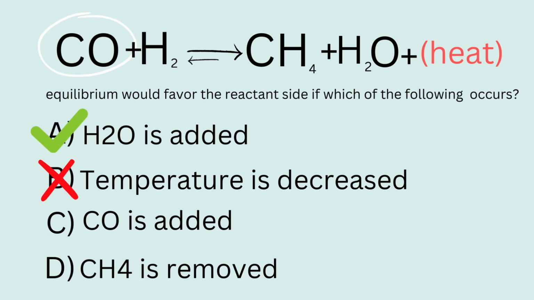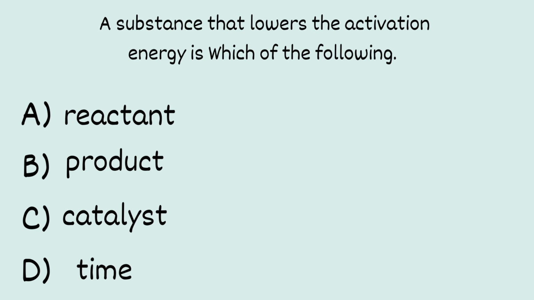Next, if carbon monoxide is added. Well, carbon monoxide is a reactant, so increasing our reactant will cause the system to shift to the product side. And if we remove methane, methane is from the product side, so the system will shift towards the product side in order to compensate. So all of these are wrong and our answer A, H2O, is right. Awesome.